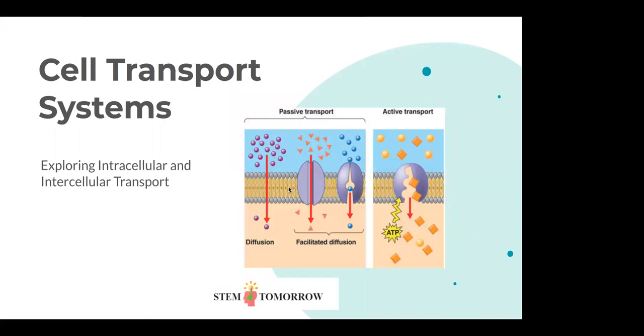So next I'll be talking about cell transport systems, exploring intracellular and intercellular transport. The graphic on the right gives a basic idea about what we're going to be learning about: passive transport, which you can see flows from high concentrations to low concentrations to fill up and be balanced. And active transport, you can see ATP in the spiky box, which means the ATP is an energy source that is used in active transport. So that just gives you a little sneak peek about what the two transport systems are.